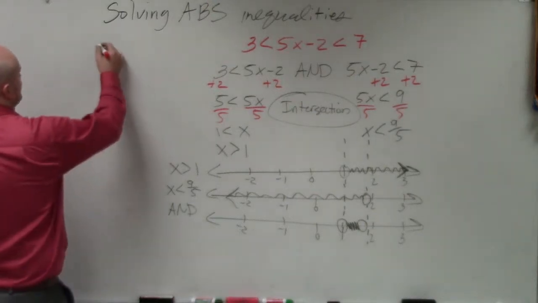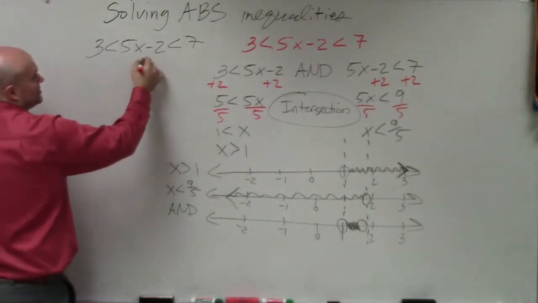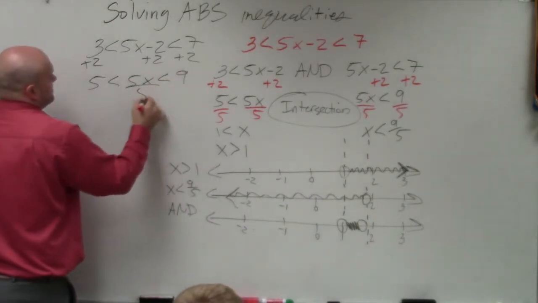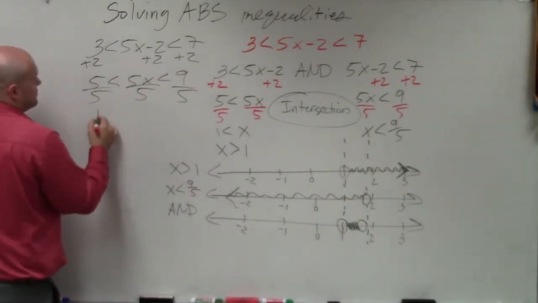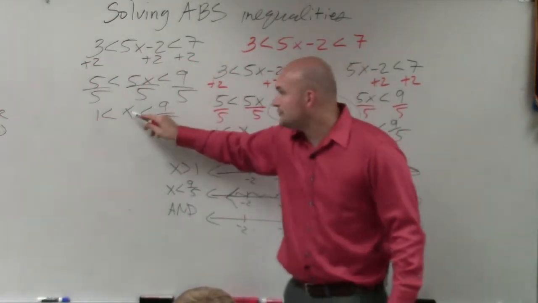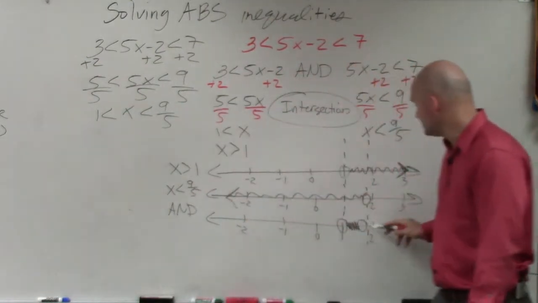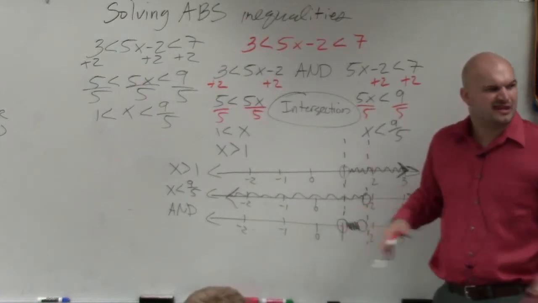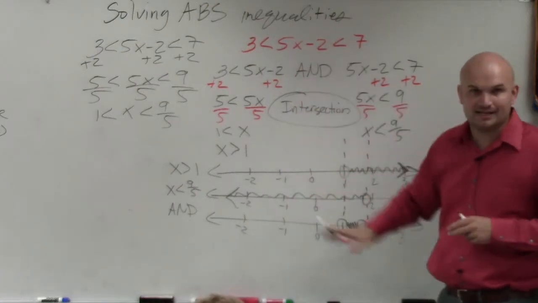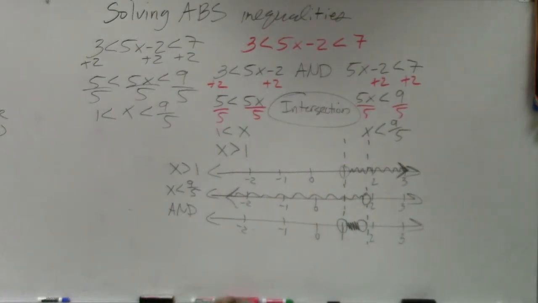For those of you that are like, oh, I remember there was a faster way to do this, yeah, you could also just solve from here. Just add 2 to both sides. 5 is less than 5x is less than 9. Divide by 5 on all sides. 1 is less than x, which is less than 9/5. And then you could just simply graph that. All your values of x have to be greater than 1, but they have to be less than 9/5. So there's kind of 2 different ways you guys can look at that. That's obviously the quicker way, but I wanted just to give you guys an understanding of the "and" compared to the "or."